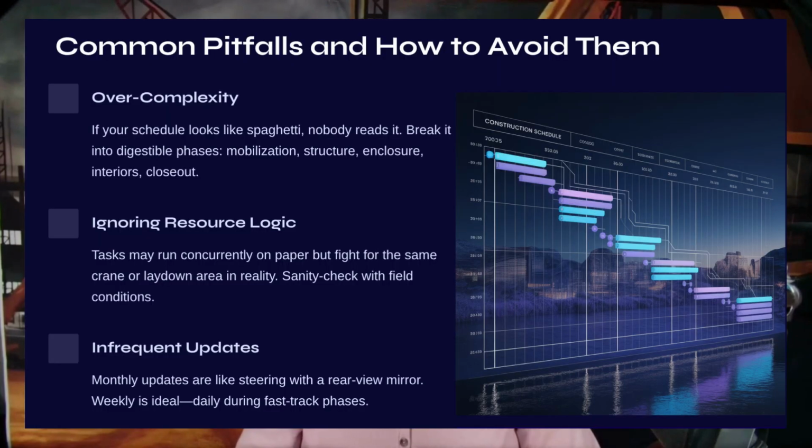Then there's the issue of updating frequency. Some managers update their schedules monthly with payment, which is like trying to steer a truck using a rearview mirror. Weekly updates are ideal. The 3-week look ahead at coordination meetings, daily if you're deep in a fast track project. The sooner you catch the slippage, the easier it will be to recover.